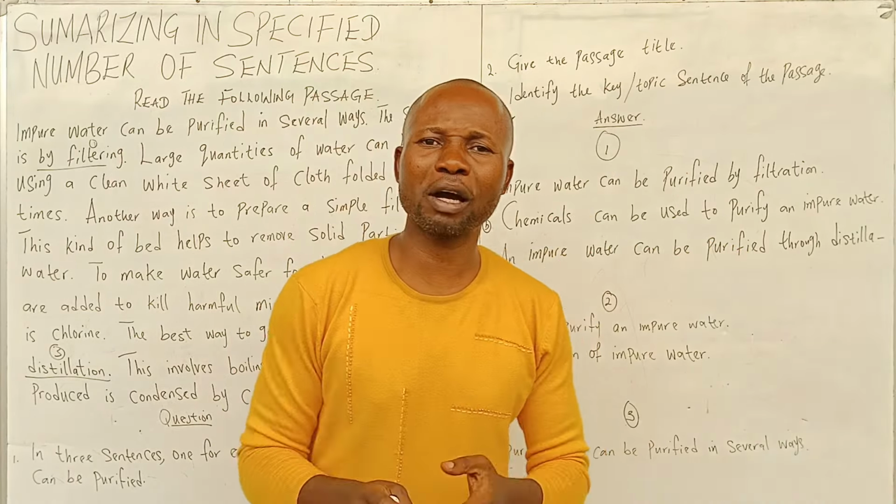So number 1, impure water can be purified by filtration. If you don't want to say filtration, you can say by filtering, it is still the same. This is my capital letter I. Some of you used to make it like this, it's also allowed. But me, I don't like writing my letter I in this way. So, impure water can be purified by filtration. You can say by filtering, it is correct.